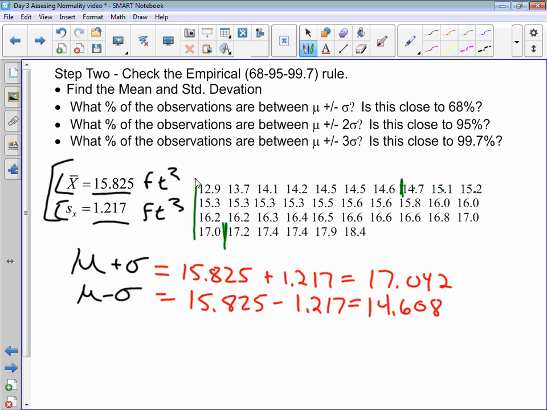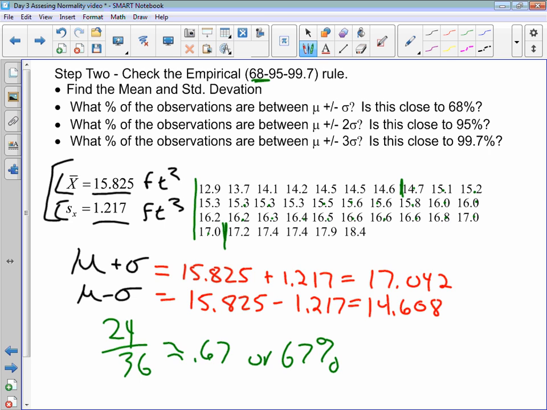1, 2, 3, 4, 5, 6, 7, 8, 9, 10, 11, 12, 13, 14, 15, 16, 17, 18, 19, 20, 21, 22, 23, 24. So that's 24 of our data points out of 36, which is approximately 0.67 or 67%. That's real close to 68. So really close to 68% of our population is between 1 standard deviation above and below the mean.